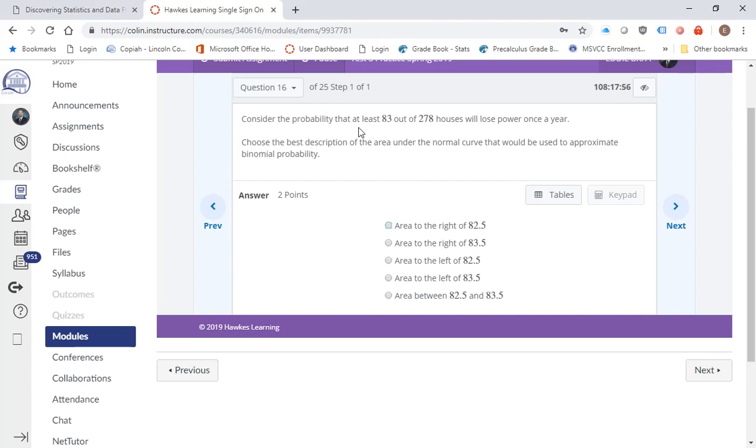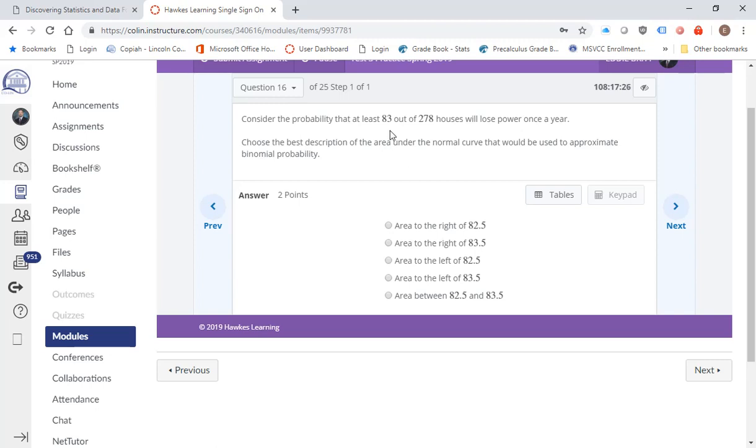All right, consider the probability that at least 83 of 278 houses will lose power once a year. Choose the best description of the area under the normal curve that will be used to approximate binomial probability. When you approximate binomial probability, this isn't the exact same thing we were doing, and it's not even asking us to find the answer. It just wants to know where would we look to find the answer.